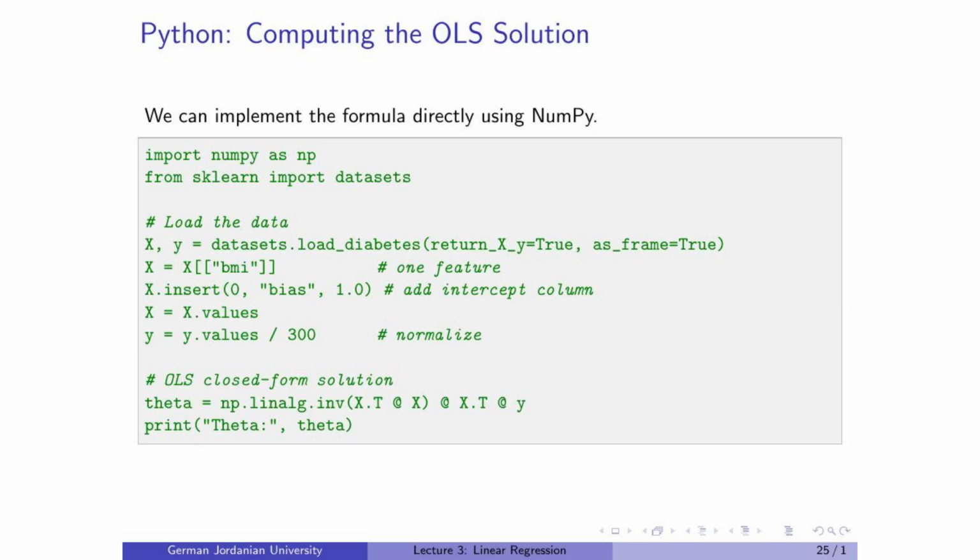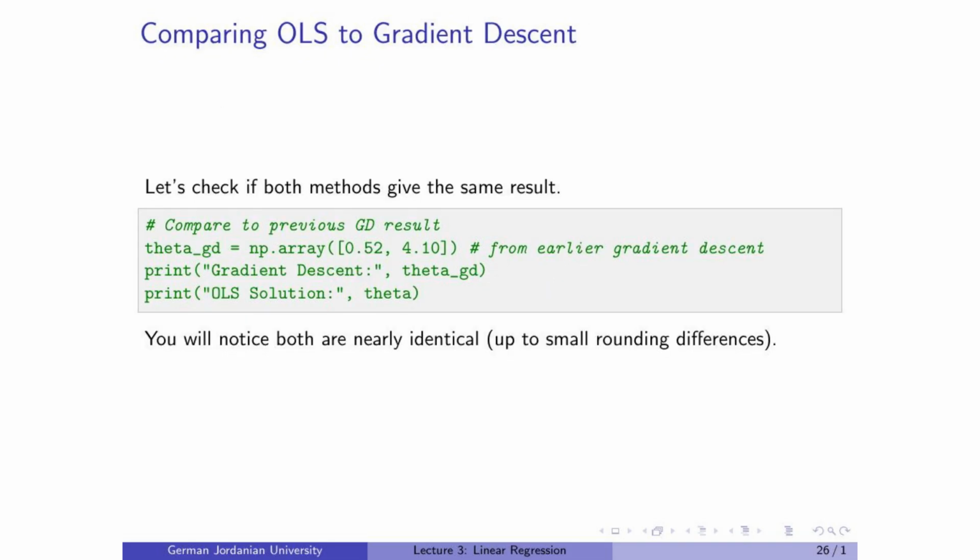In Python, we can compute theta directly with one line, inverse of X transpose X times X transpose y. It gives the same slope and intercept as gradient descent. When we print both results, they match almost perfectly, confirming that both methods reach the same minimum.